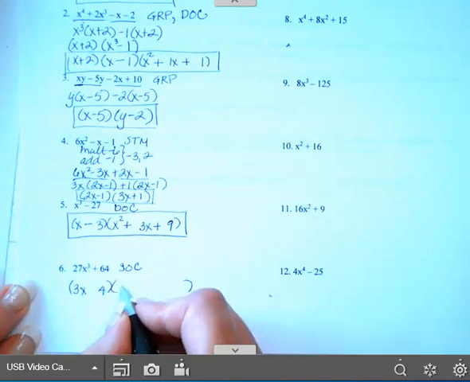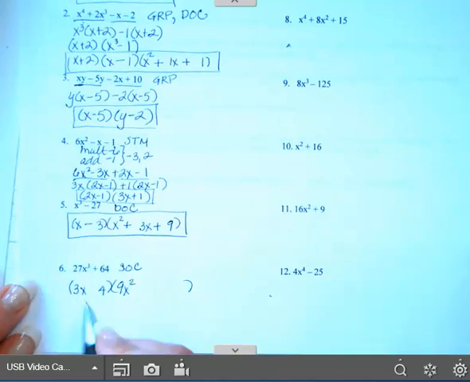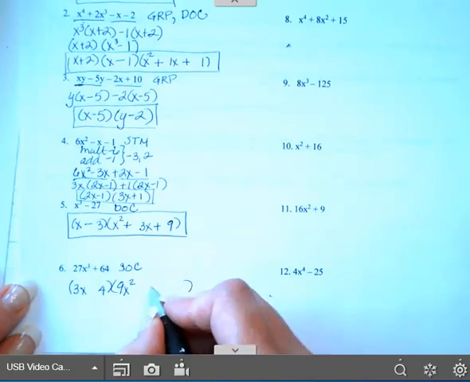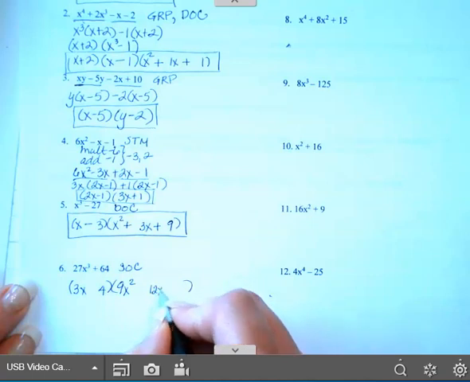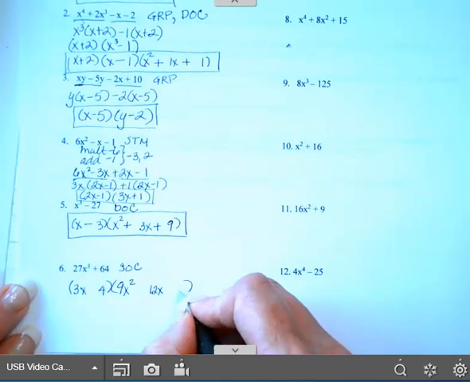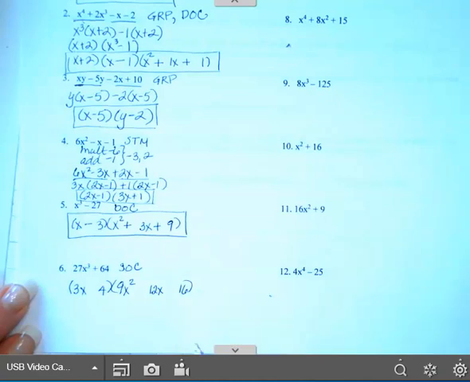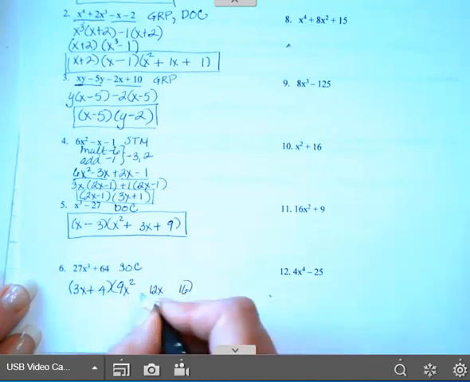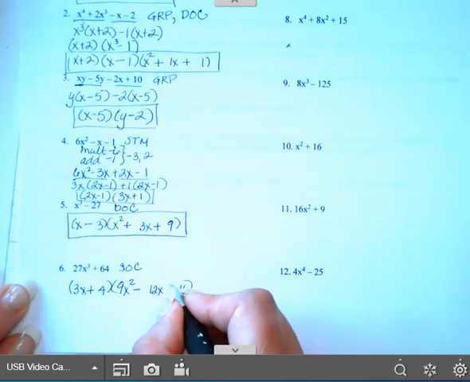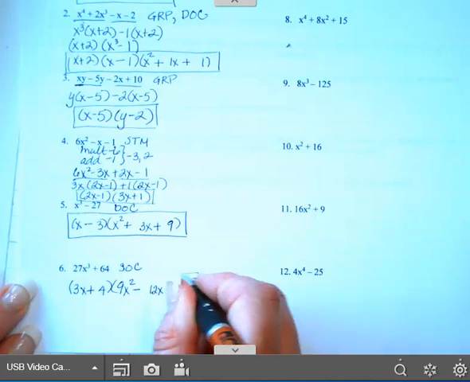Square the first one. So 3x times 3x is 9x squared. Make sure you square the 3. Then you're going to multiply those together. So 12x. And then you'll square the last term, and that will be 16. And the signs are same, opposite, always positive.